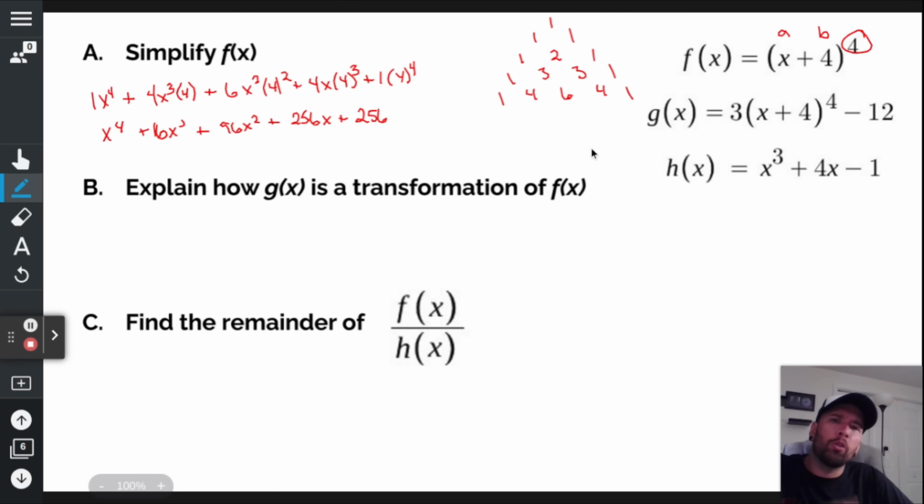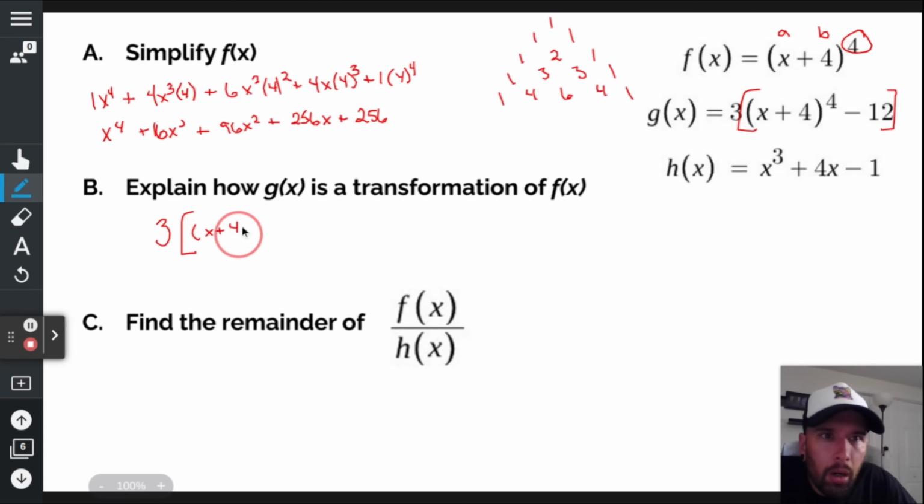Explain how g of x is a transformation of x or f of x. So I have a 3 in front of my parentheses, not inside my parentheses, which implies that I'm taking f and multiplying f by 3. So be careful. What I'm going to do is pull a 3 out of this whole thing. That leaves me with 3 times x plus 4 to the fourth minus 4. So what I have is I'm multiplying 3 to f of x.